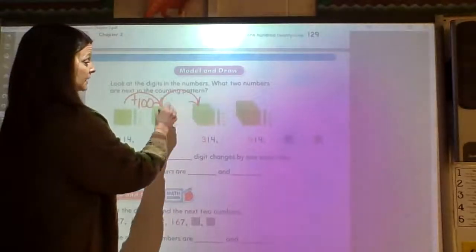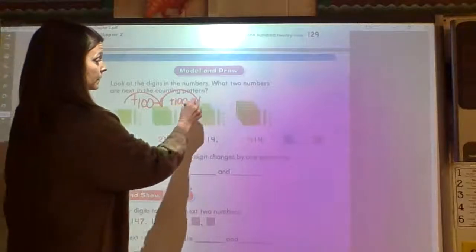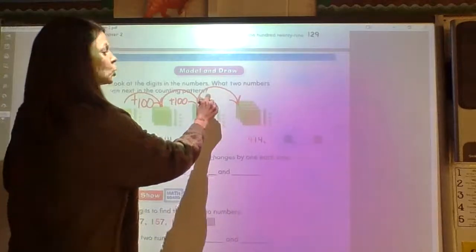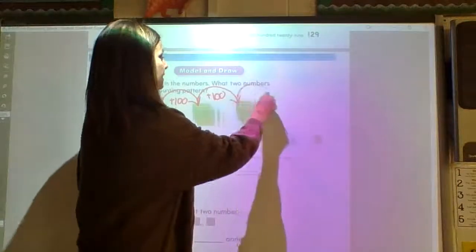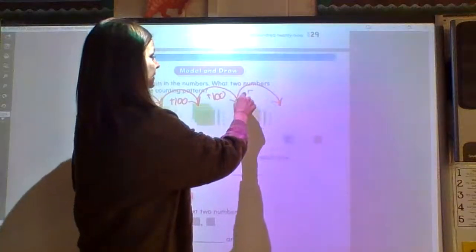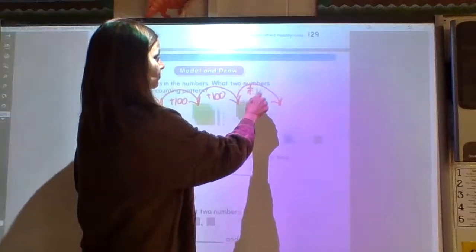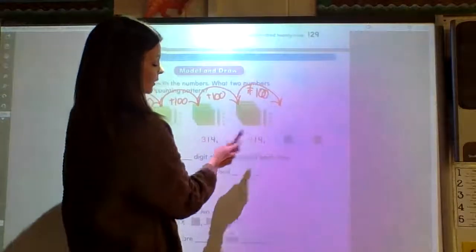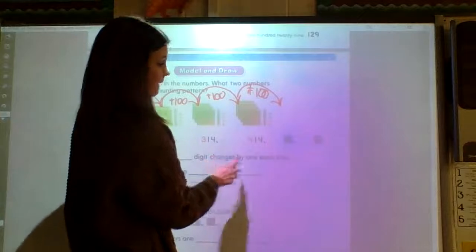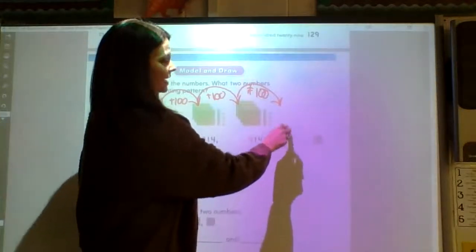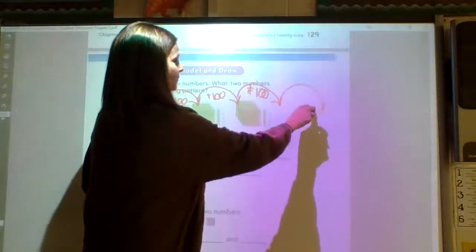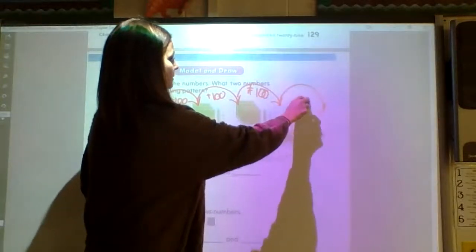And they did the same here and the same here. So what do you think I'll need to do next? If you said add another 100, then you were correct. So 414 would go up to 514. And add another 100 because they want the next 2.